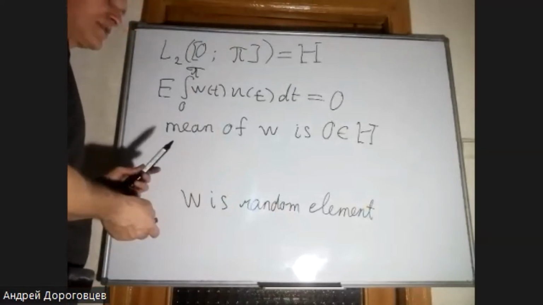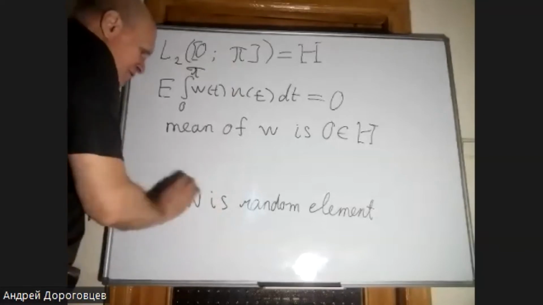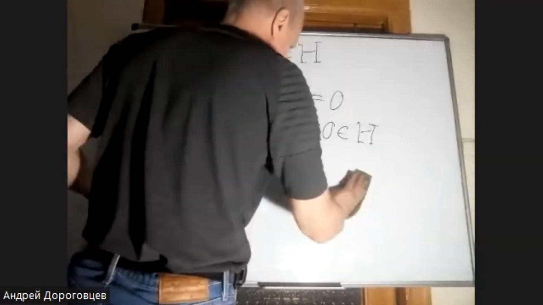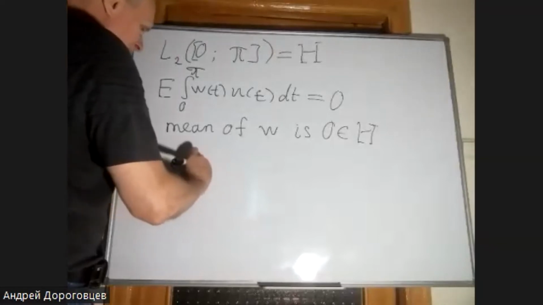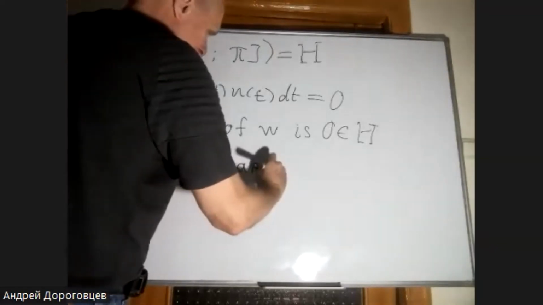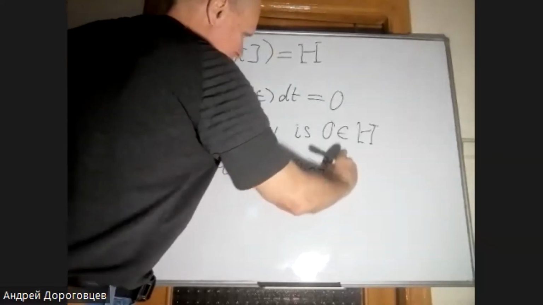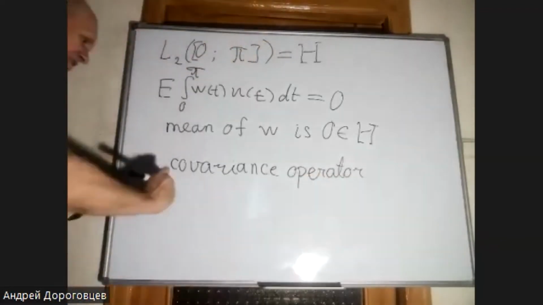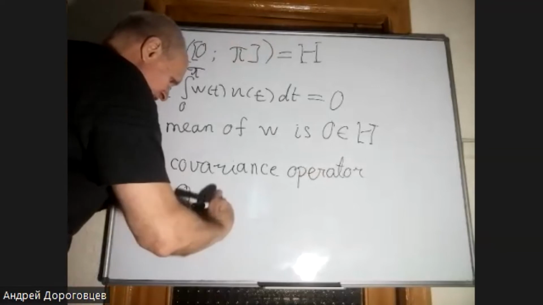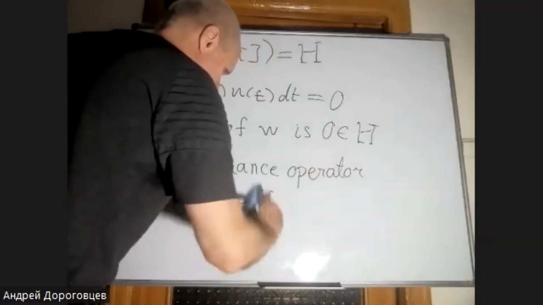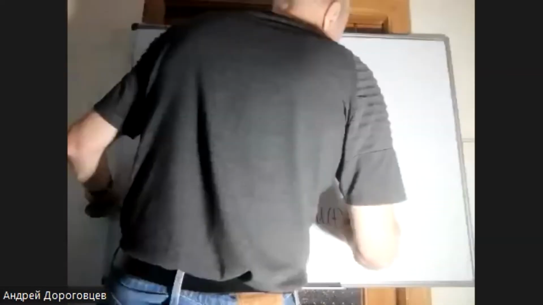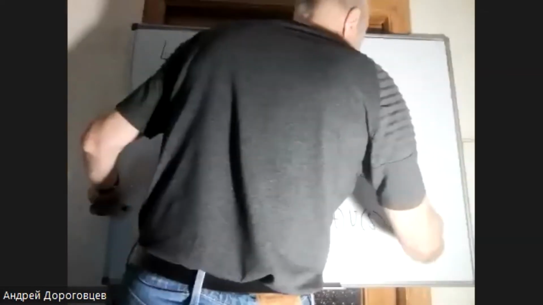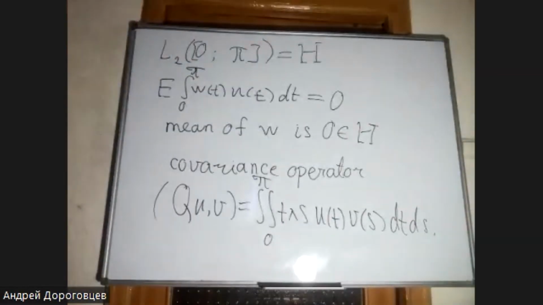Now let us check the covariance. Exactly in the same way, we can put the expectation inside of the integral, which represents the scalar product, and one can get that the covariance operator has the following bilinear form. Q(u,v) must be equal to the integral from 0 to pi of min(t,s) u_t v_s dt ds. This is just a representation which is expected.